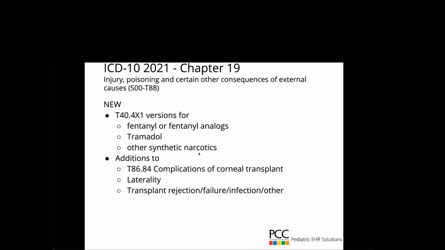So there's a different version. For fentanyl, for tramadol, and for other synthetics, you've got a separate T40 section. So those are broken out into these specific substances, and additions are made to the complications of corneal transplant to include laterality and whether the complication was a transplant rejection, failure, infection, or other. So those are codes that you guys use. You've got a heads up that there's some additional information and possibly some different mapping that you want to do.